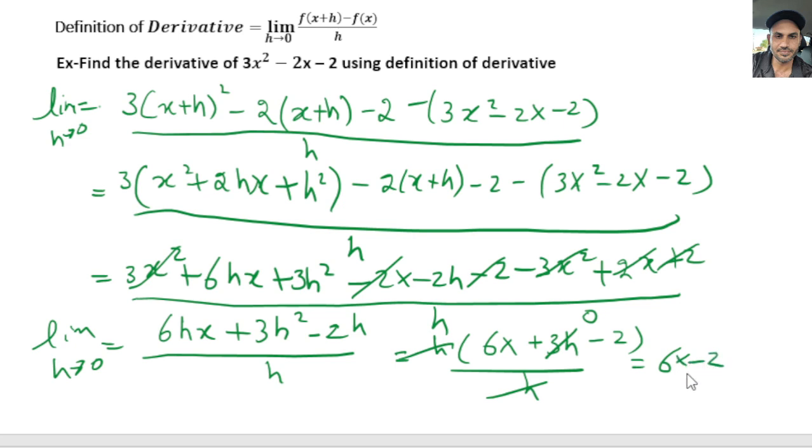So I would recommend practicing some problems, and that would make it easy for you. I'm going to come up with a few more videos on this, and then after that, we'll work on some more detailed and different ways of finding derivatives.